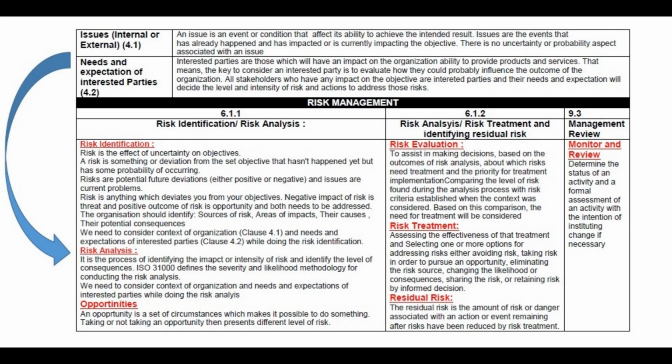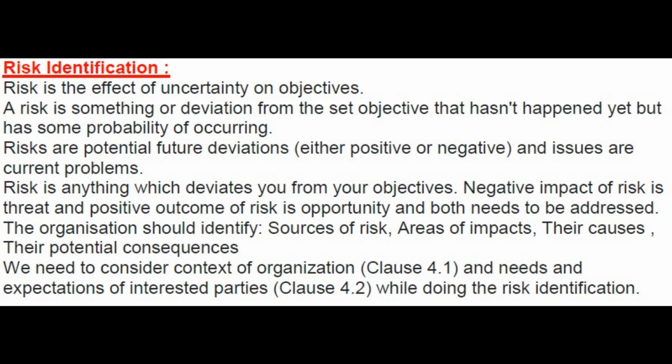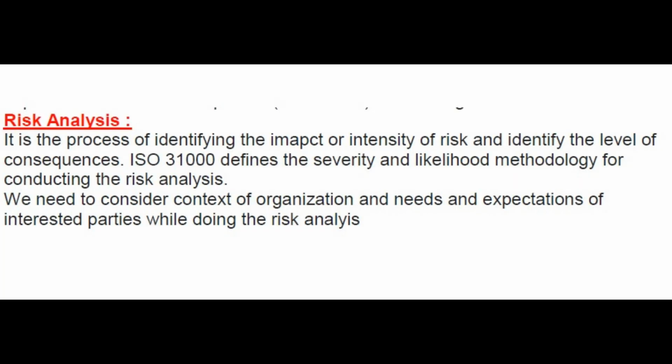Risk identification. A risk is something that hasn't happened yet but has some probability of occurring. Risks are potential future deviations, either positive or negative. Risk is anything which deviates you from achieving your objectives. The organization should identify sources of risks, areas of impacts, their causes, their potential consequences. We need to consider context of organization, clause 4.1, and needs and expectations of interested parties, clause 4.2, while doing the risk identification.